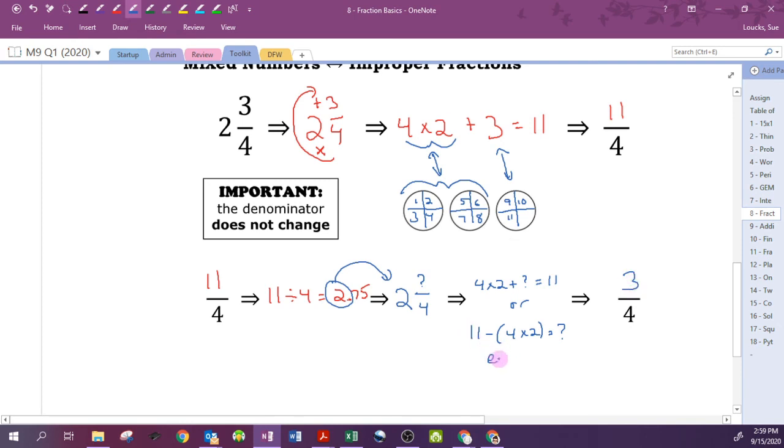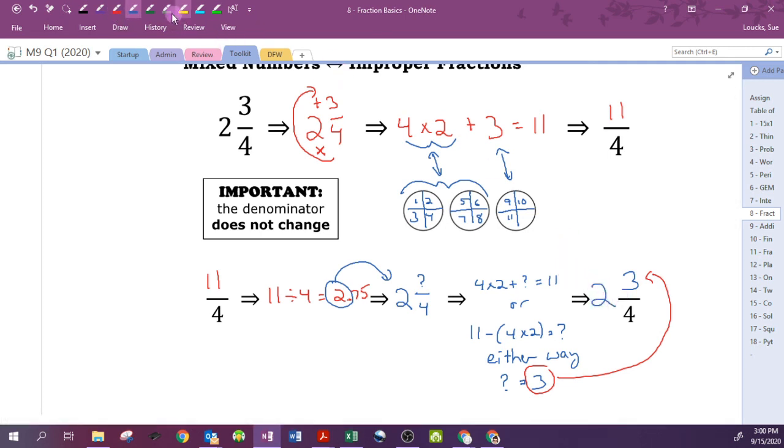Okay, either way, my question mark is 3. Okay, and this 3 goes here. Okay, oh, and I lost the 2. Oops, the 2 goes here. So I need an arrow. So this 2 also comes over here, okay? Because I have 2 3/4.